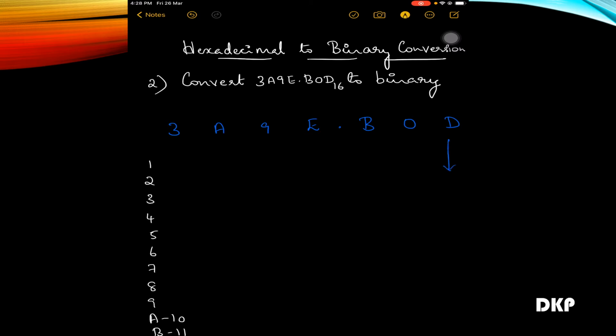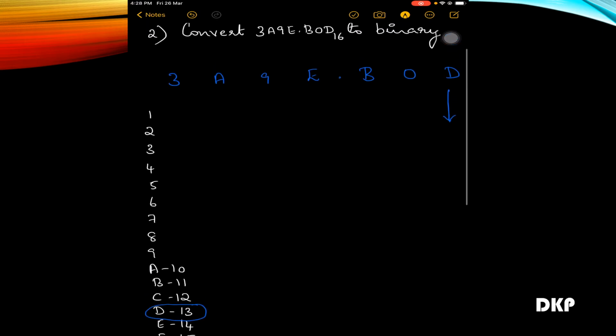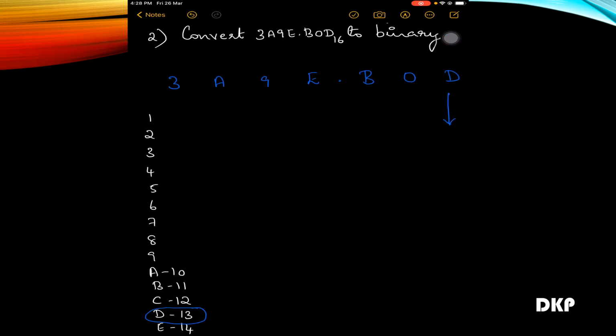What is the binary of D? What does D represent? D represents 13. So you have to write the binary for 13. You can use the 8421 trick. 8 plus 4 plus 1 gives you 13. Therefore, write 1 under 8, 4 and 1 and the remaining bit as 0. That is 1101.